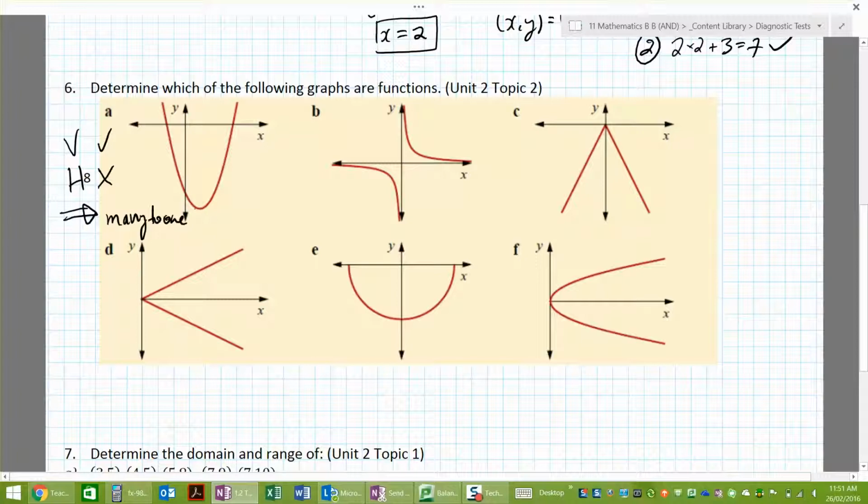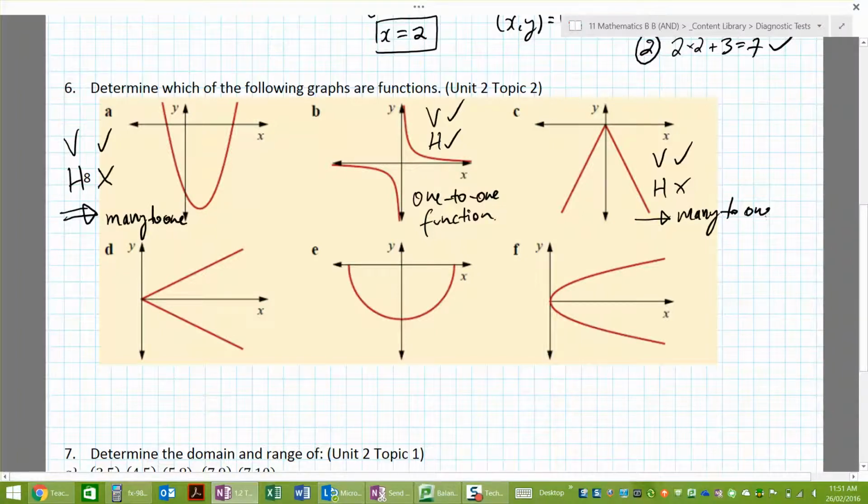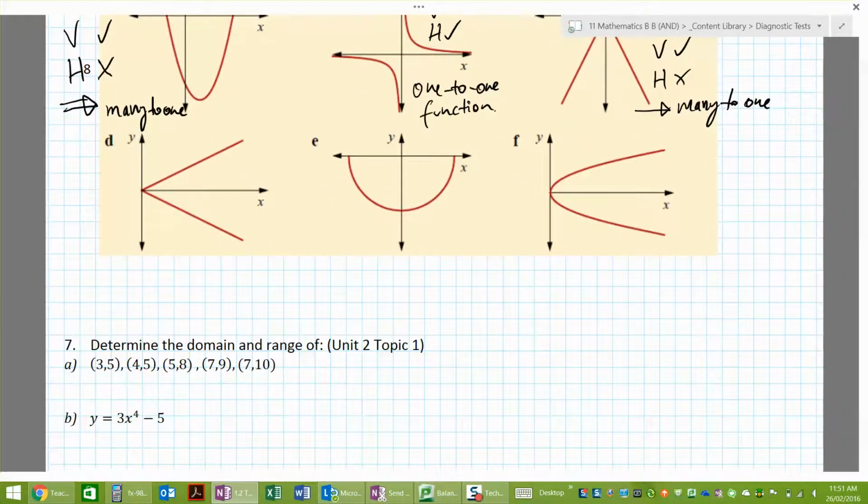Okay, second function, does it pass the vertical line test? Looks good. Does it pass horizontal? Yeah, looks good. So this is going to be a one-to-one function. Part C, vertical line test, looks good. Horizontal line test, no good. So again, many-to-one. Just need to memorize that decision grid.